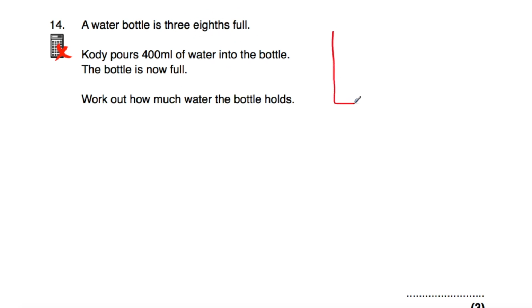So if we had this bottle, I'm just going to do a really bad sketch. If we had this bottle, it would be 3/8 full. So this is 3/8 full. And then some water is poured in. So 400 millilitres of water is poured in. And the bottle is now full.